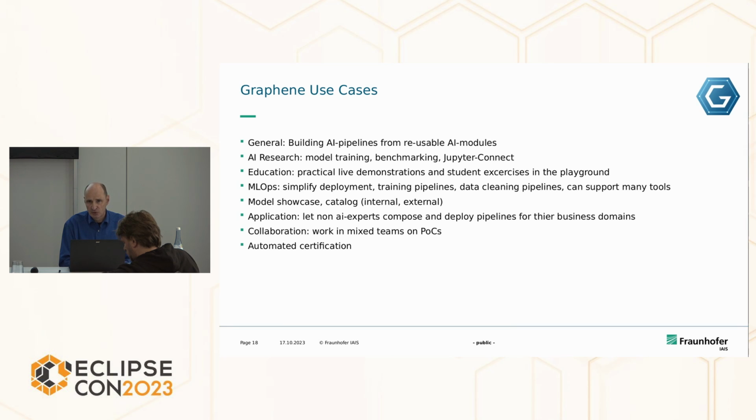So this is also a very interesting use case, because certification becomes more and more important, and currently there is much manual work involved. And usually over the lifetime of an AI model, it has to be recertified each time a new version comes out. So automated certification is very important, and this is easy given the features of Eclipse Graphene.